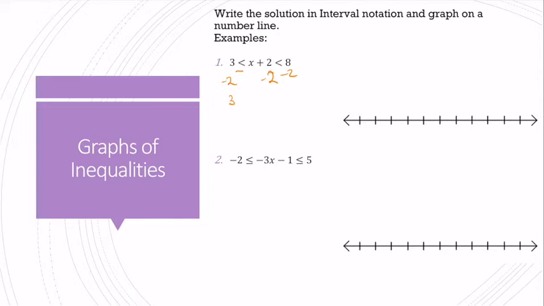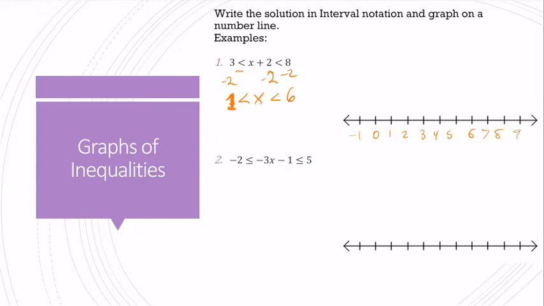So I've got 1 is less than x, which is less than 6. So this is my solution set. I have all the numbers where x is greater than 1, but x is less than 6. So here I've got 1, 2, 3, 4, 5, 6. Let's go ahead and label 0 just for kicks.